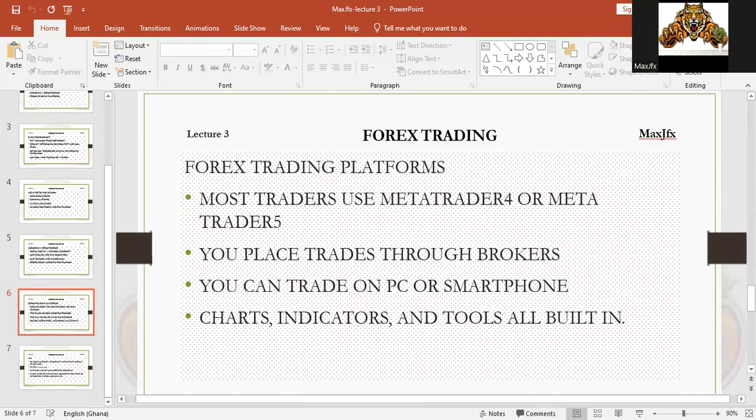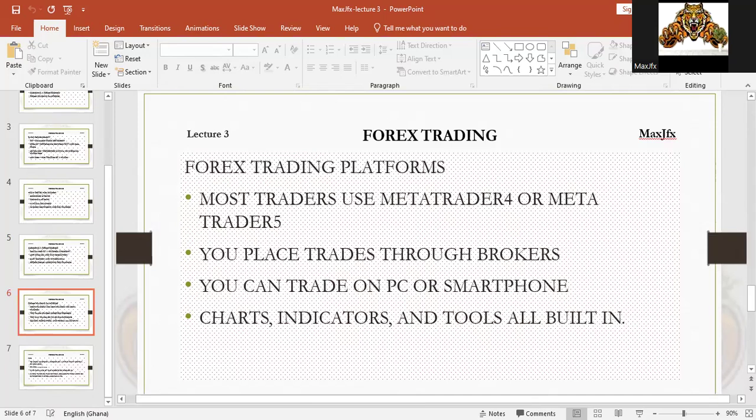So we have to be connected to a broker first. After you are connected to the broker, we will link the broker to these trading platforms. And these trading platforms will help us to execute trades.